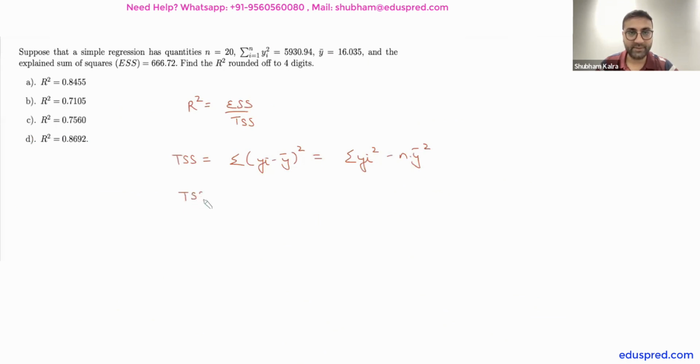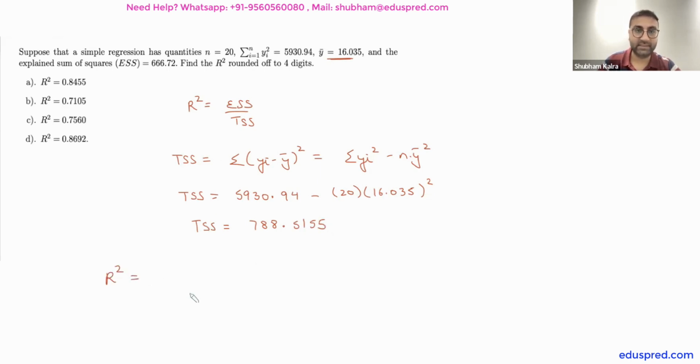So now I can put the values over here. So the TSS is equal to, instead of summation of yi square, I can put 5930.94 minus n is equal to 20, and y bar square is, this is your y bar, 16.035. So y bar square is the square of this. Okay, and when you solve this, you will find that TSS is equal to 788.5155.